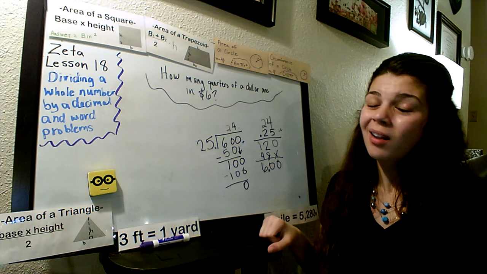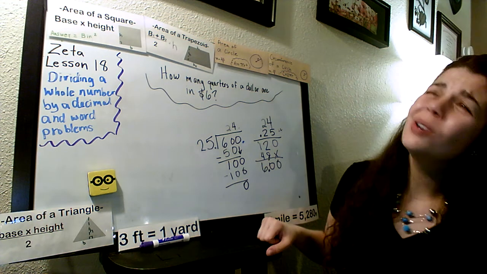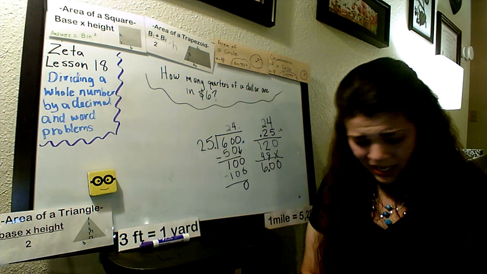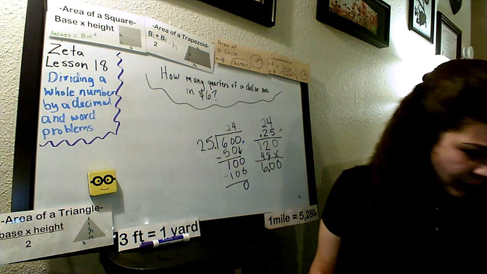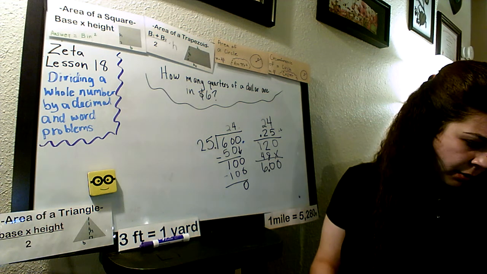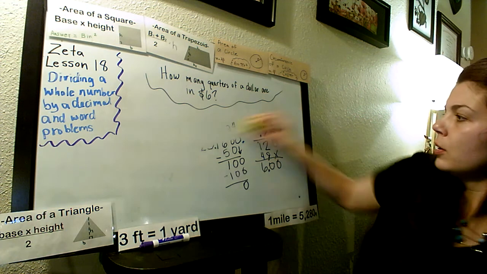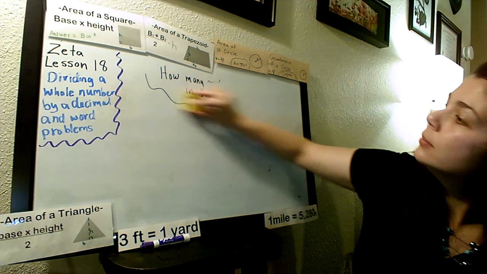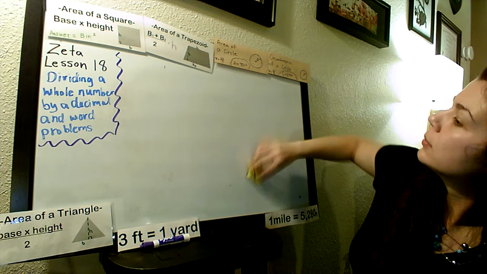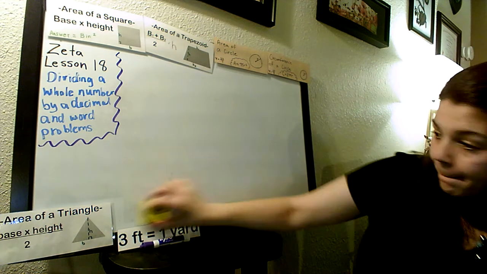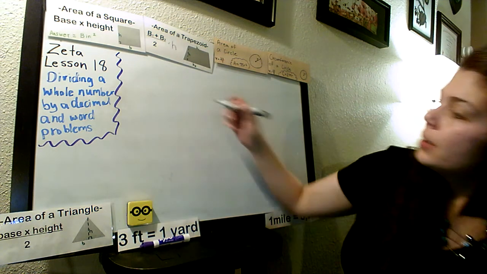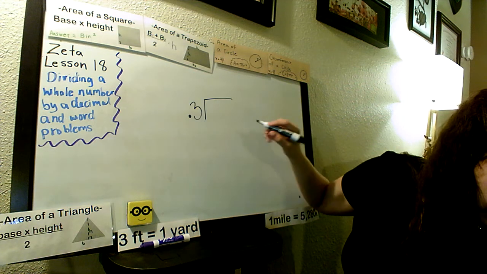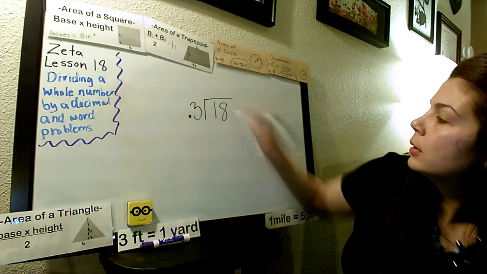All right? It's all in the wording of the problems. I know it's confusing. Don't worry, you're all very smart. You will get this. All right? Okay, so the next one we'll go ahead and do is 0.3 into 18.